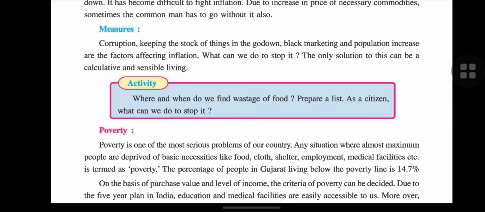Where and when do you find wastage of food? Prepare a list as a citizen. What can we do to stop it?